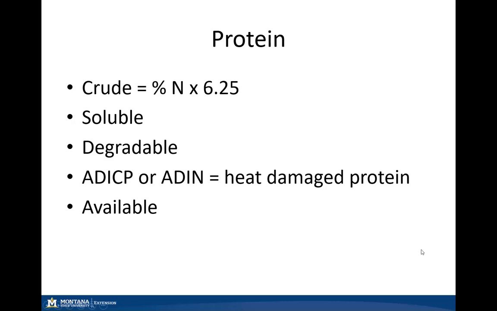Now, one thing to keep in mind, if you did analyze for ADICP, or depending on the lab, ADIN, we only account for this portion if it becomes greater than 10%. And then once we have accounted for ADICP within the crude protein, we have what we consider available protein.